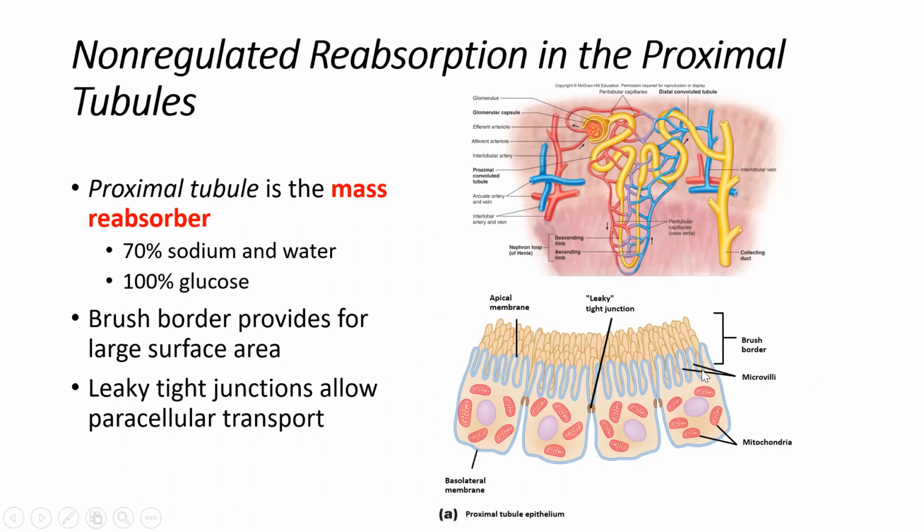Another adaptation of the proximal tubule cells is that they have leaky tight junctions. So in between one cell and the other, there is a leaky tight junction, which allows for some degree of paracellular transport. And what that means is that this cell can communicate with this cell, and this cell can communicate with this cell through the leaky nature of these paracellular or tight junctions.